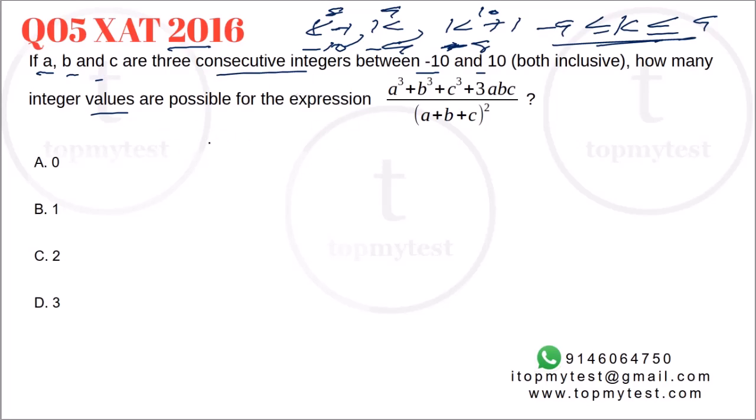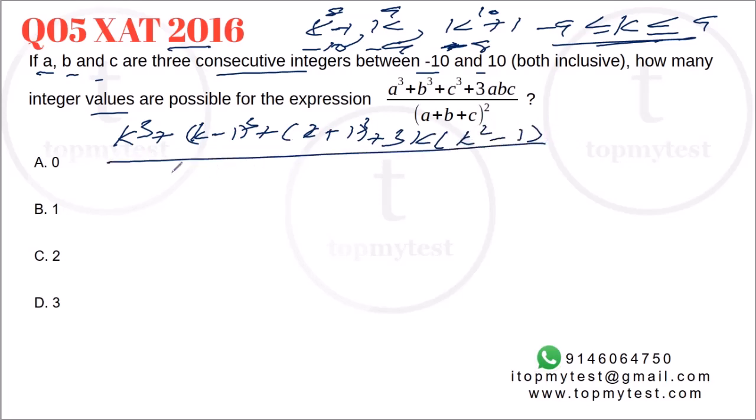Let's try to expand this. Your numerator will be k cube plus k minus 1 whole cube plus k plus 1 whole cube plus 3k into k minus 1 into k plus 1, that's k square minus 1. The denominator will be k plus k minus 1 plus k plus 1 whole square, that will be 3k. So the denominator will become 9k square. 3k whole square will be 9k square.